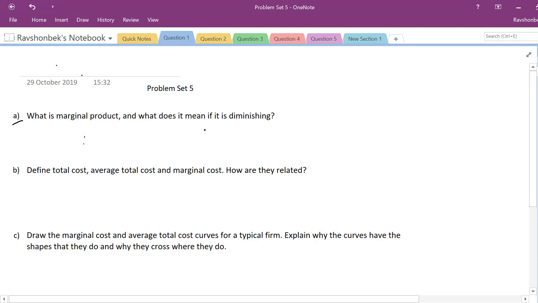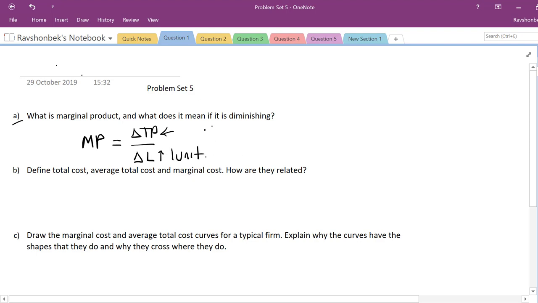Now, marginal product, MP, is equal to change in total product over change in variable input. Now, variable input in the short run is usually labor. It could be raw materials as well, but let's stick to labor as in the textbooks. More specifically, marginal product is the additional output when labor input increases by 1 unit.